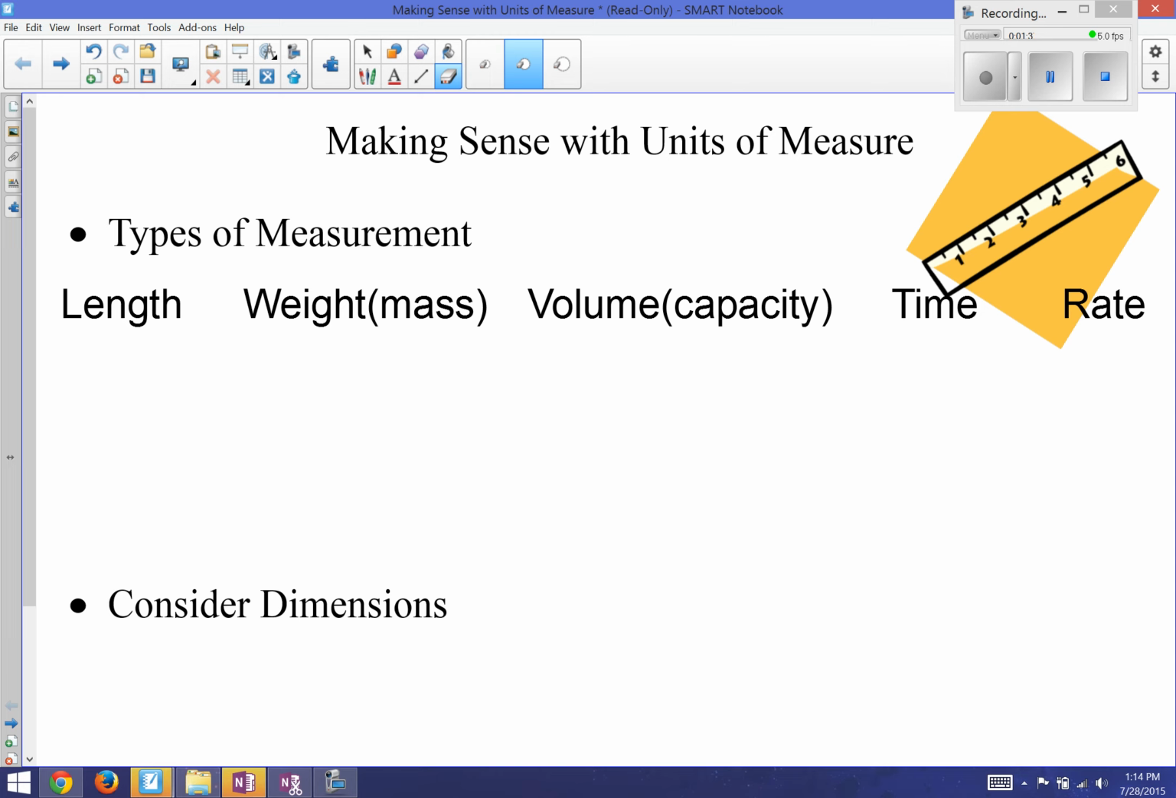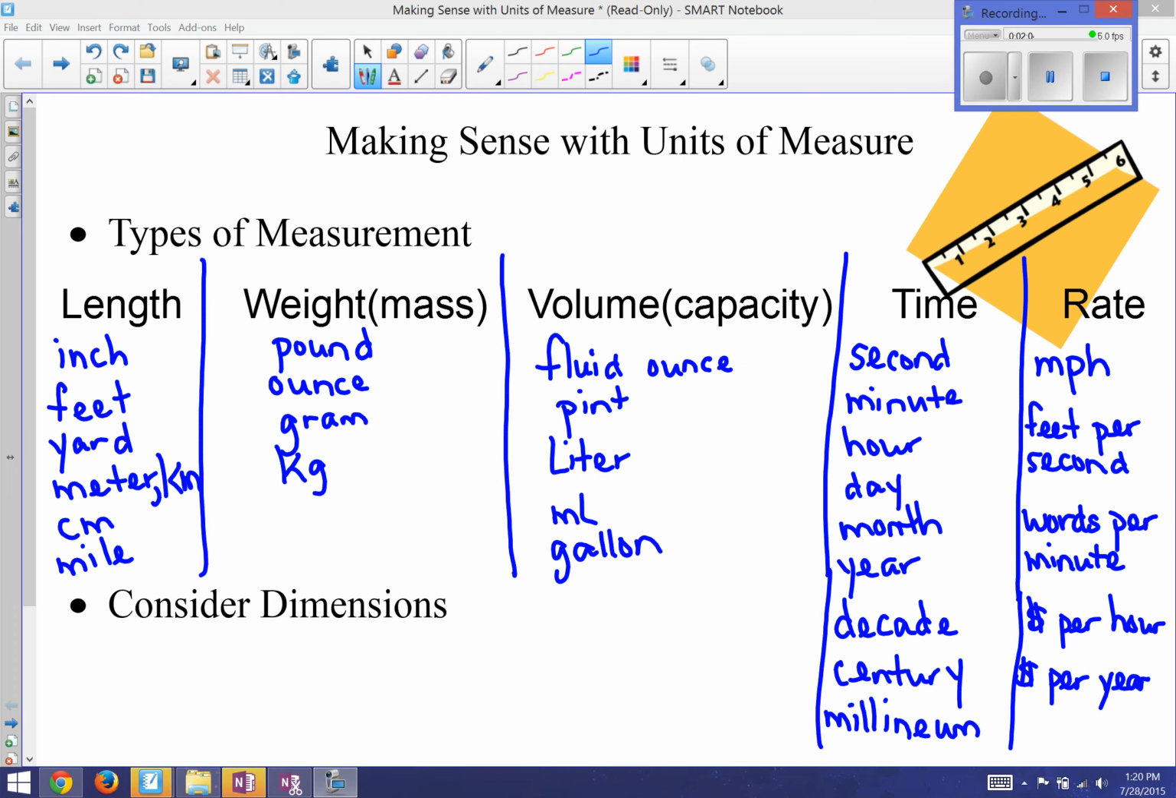Now, I want you to take another 30 seconds and list some of the units that could be used to take these measurements. For instance, if you were going to measure length, how would you measure it? In what unit? And do the same for weight, volume, time, and for rate, okay? One more time, pause your video, give yourself 30 seconds, jot down as many as you can in each category. Let's take a look at how you did.